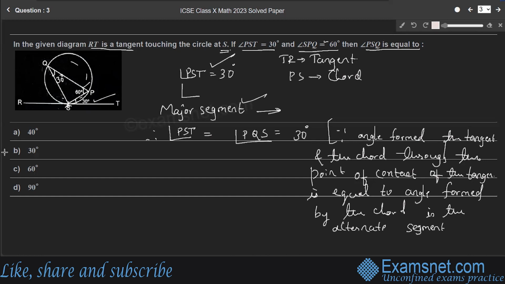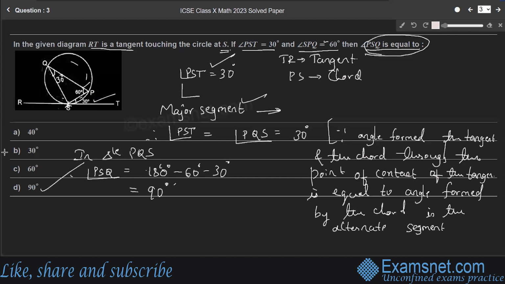Now consider triangle PQS. In triangle PQS, angle PSQ is equal to, the sum of the angles in a triangle is 180 degrees. Therefore, PSQ is equal to 180 degrees minus 60 minus 30, which is equal to 90 degrees. Therefore, angle PSQ is equal to 90 degrees, option D.